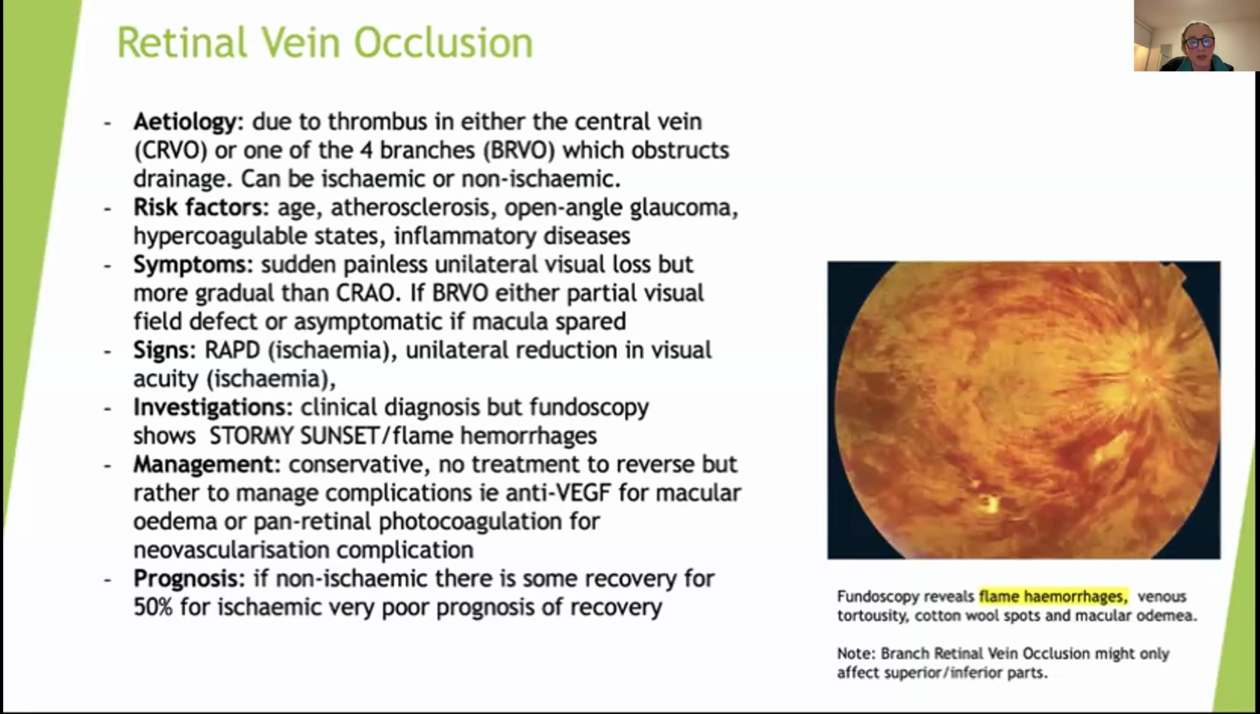And if you look on the fundoscopy, sometimes you just get partial stormy sunset, which is if you have a branch retinal vein occlusion.